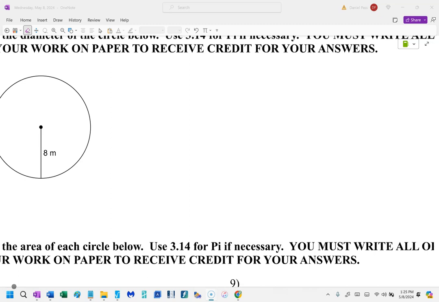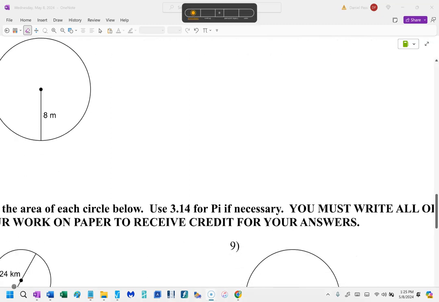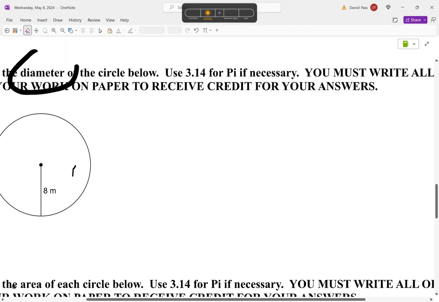So, curly fries. Okay, how do we do it? We're looking for the diameter, not the area. So diameter.